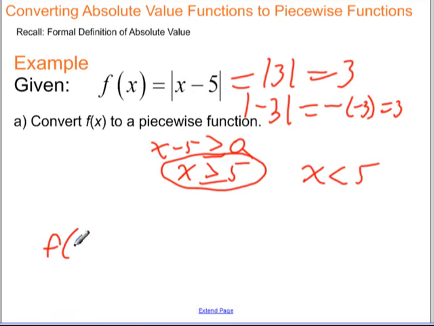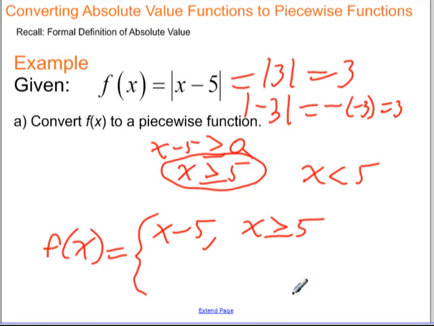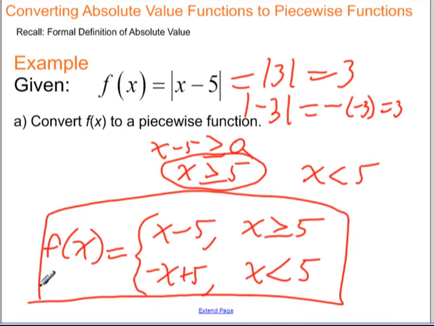So if we're going to convert that now into a piecewise function, we're going to say that the value of this thing is x minus 5 when x is bigger than or equal to 5, but it's the opposite of x minus 5, or negative x plus 5, when x is less than 5. So again, when what's inside the absolute value is negative, we get the opposite of the result. When it's non-negative, we just get whatever that number is. So that's how you would convert to a piecewise function.